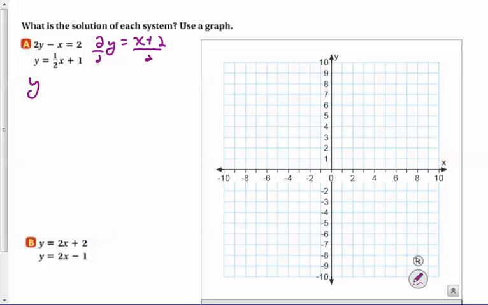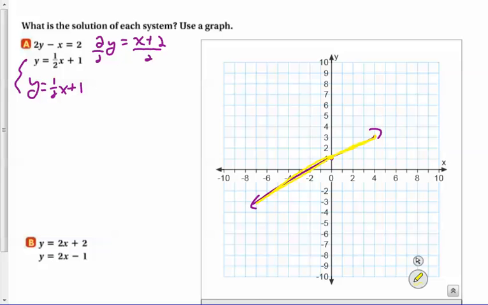So I have a new one. I have y equals 1/2 x plus 1. So these are my two systems. So let's graph it. First one, go to 1, put a dot, and then go up 1 over 2, and put another dot. Up 1 over 2, put another dot. And then I do that again. Oh look, I go to 1, up 1 over 2, up 1 over 2. These guys are the exact same line.